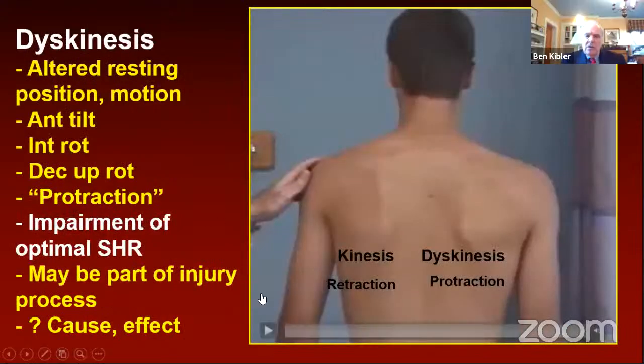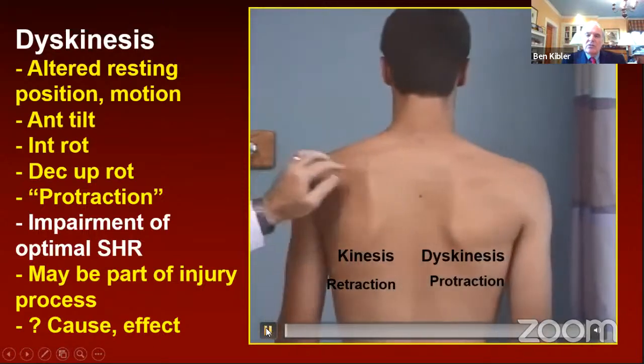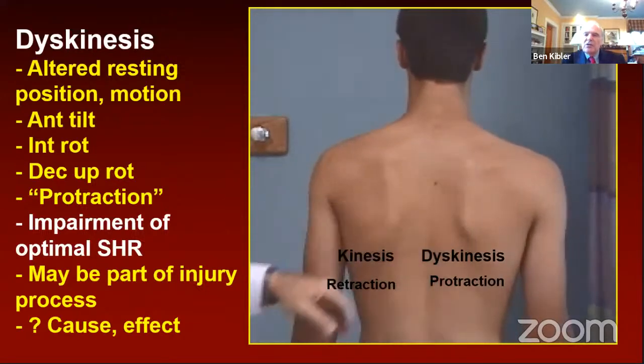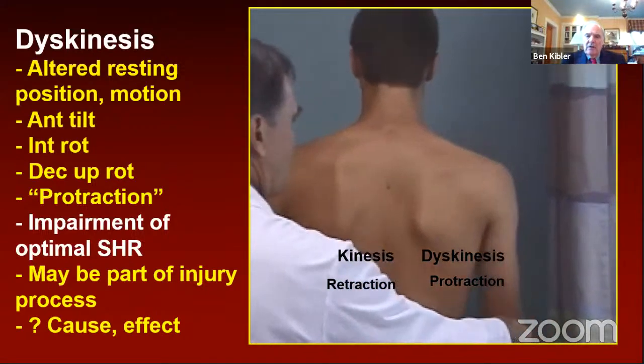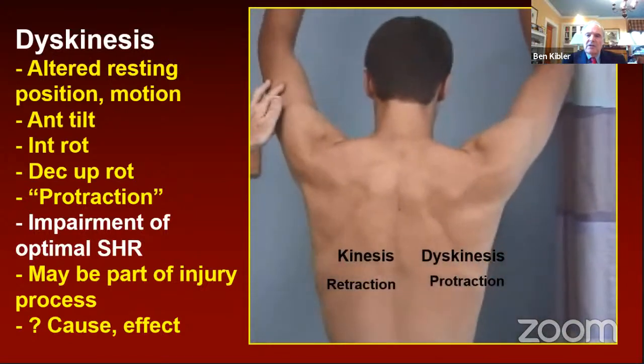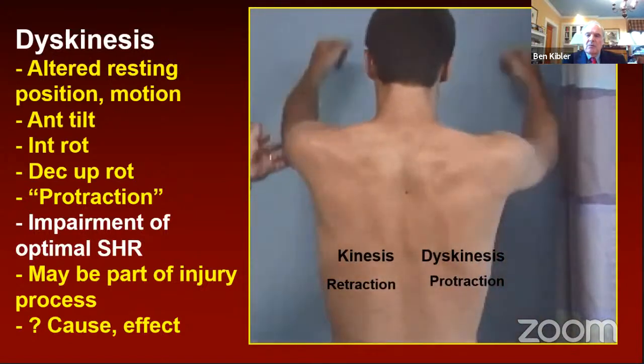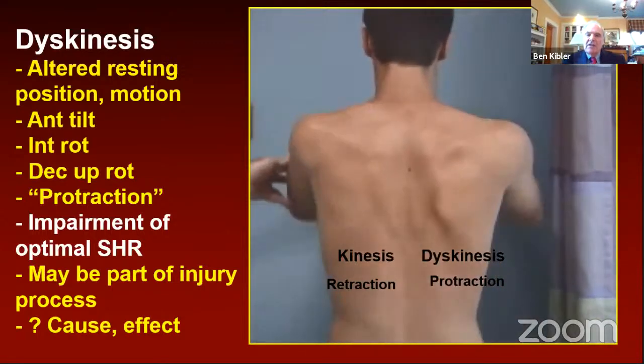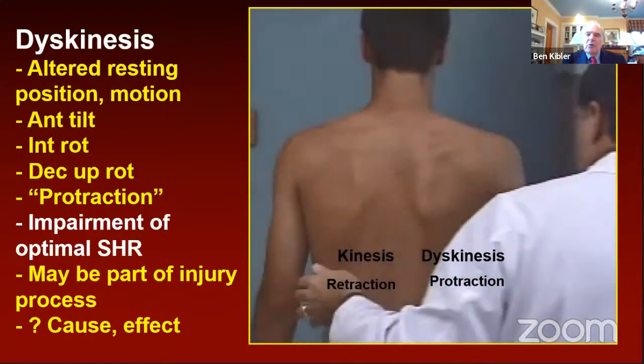So this video shows an American baseball player, and I think you can tell which shoulder is the damaged shoulder. It's the right shoulder there. So we have a good ability to look at kinesis and dyskinesis. As you watch the medial border, you see the obvious prominence of the inferior medial border, showing serratus is not working well. Now, if you elevate the arm, you see, especially in descent, how the altered position occurs. This is basically a combination of what we call protraction.